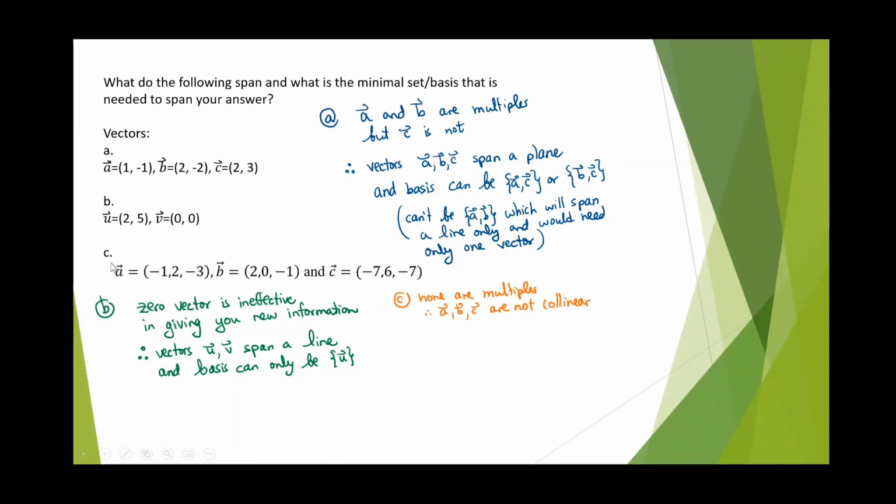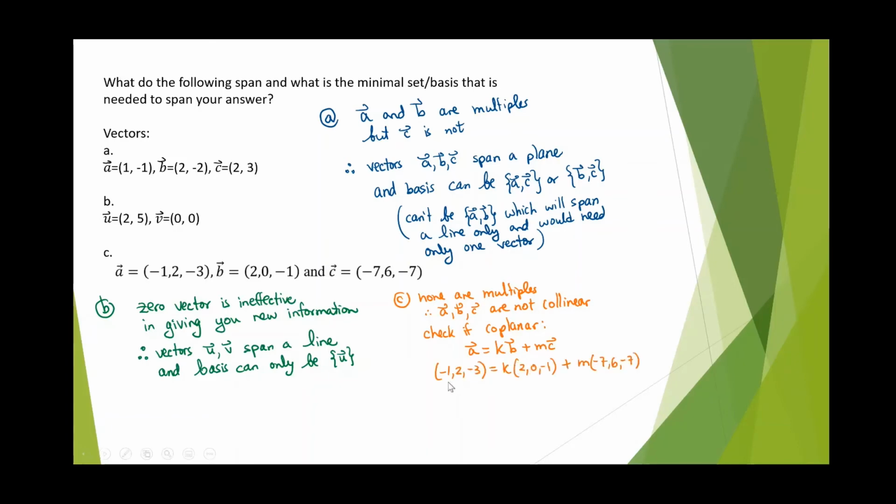Last question. We have vectors A, B, C provided, and you should look at it to verify that none of them are multiples. Obviously they're not. So we eliminate the fact that they're all on the same line. Then we need to check if they're coplanar using this linear combination. If we do not get any contradictions, they will be coplanar. If we get contradictions, they will be non-coplanar. Let's see what we have.